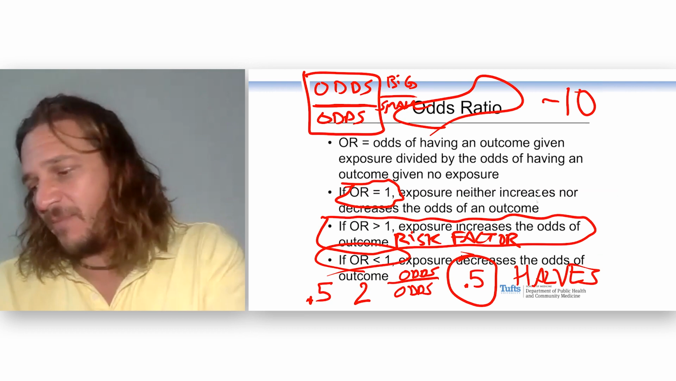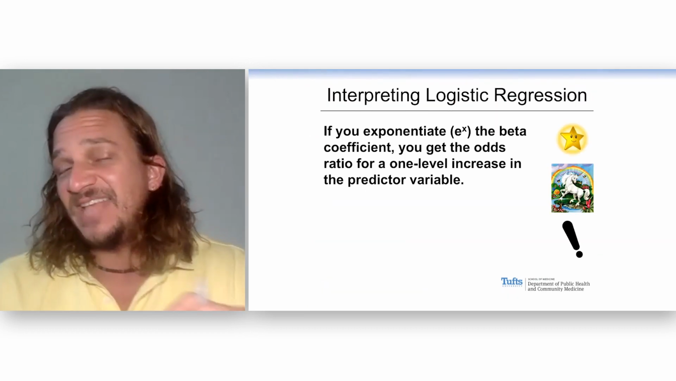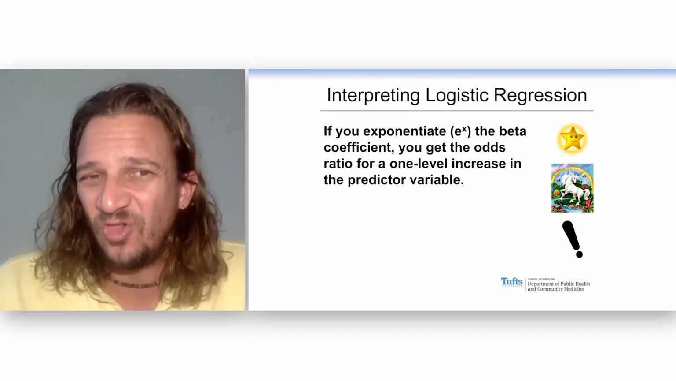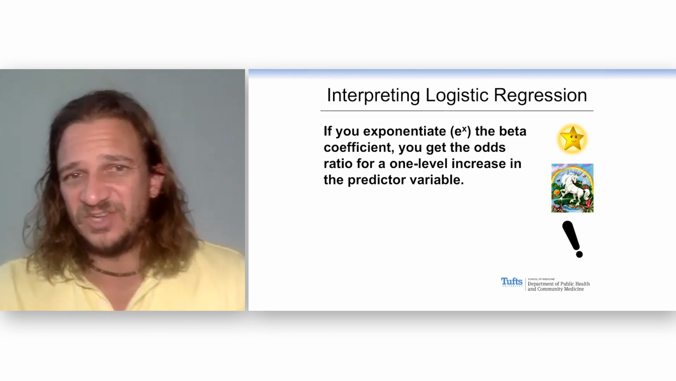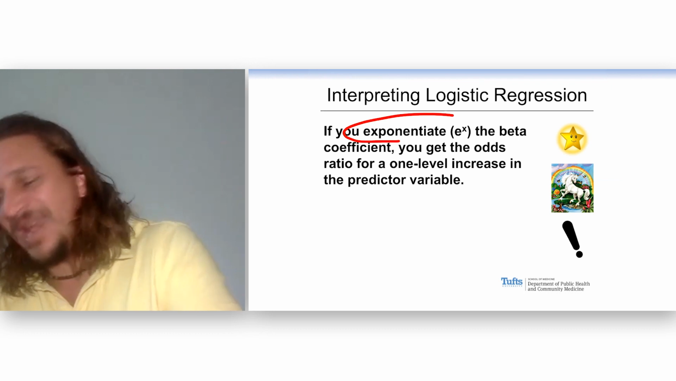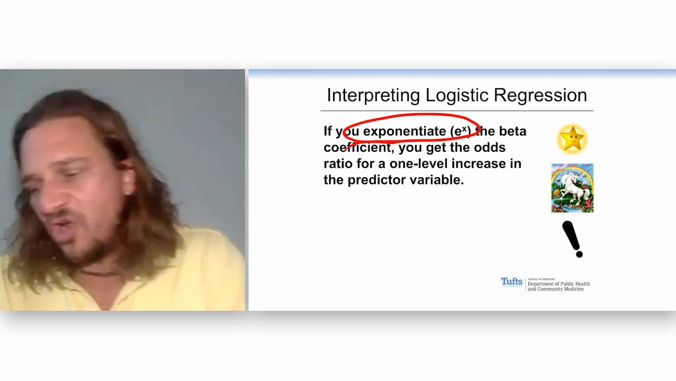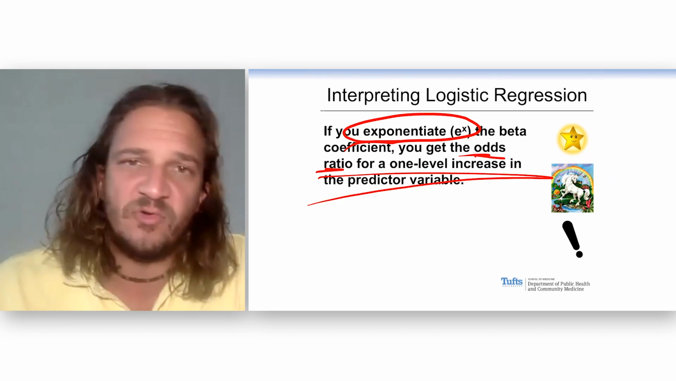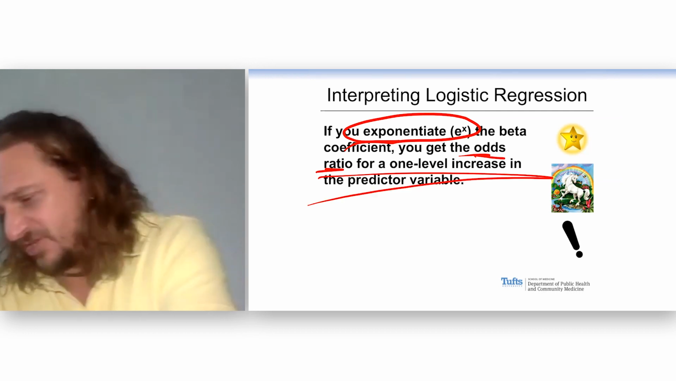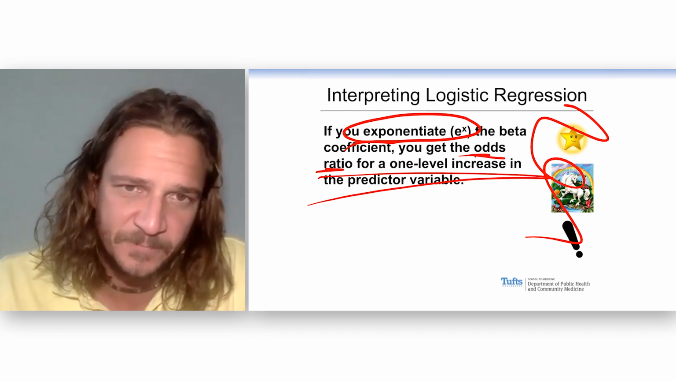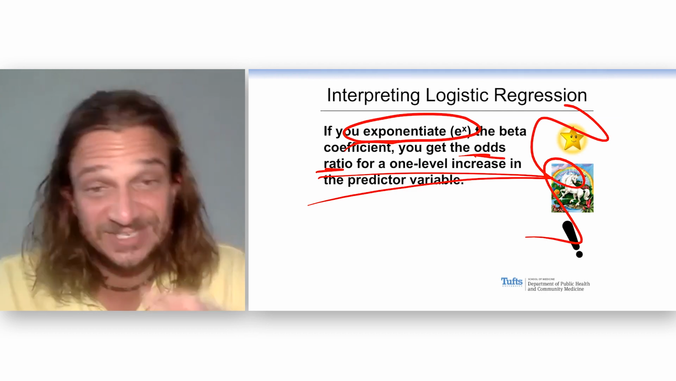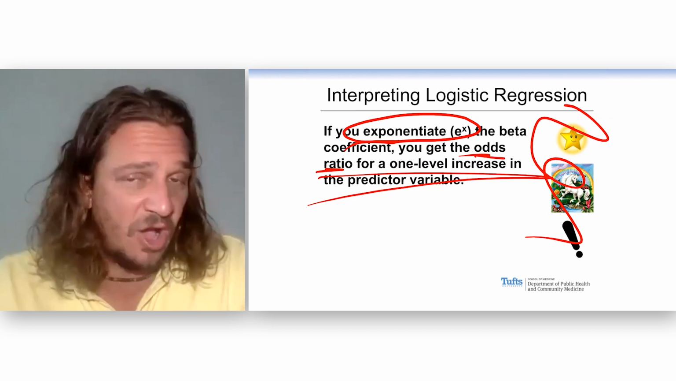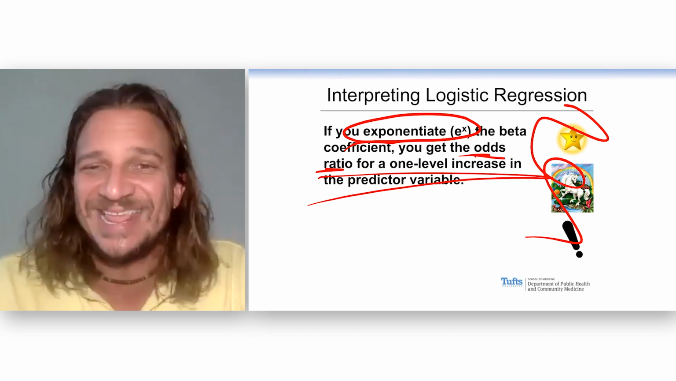Now, the cool thing about logistic regression is that when you fit the model and you get the prediction for the log odds, that beta coefficient, if you exponentiate it, you will turn it into an odds ratio for a one level increase in the predictor. This is really important. You have to first take the anti-log and turn it into an odds ratio. And as you just saw, interpreting odds ratios is pretty easy.